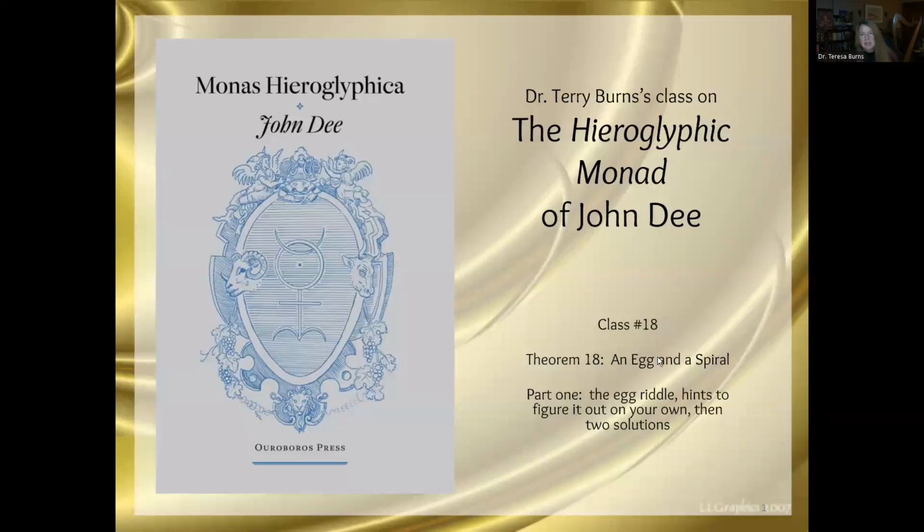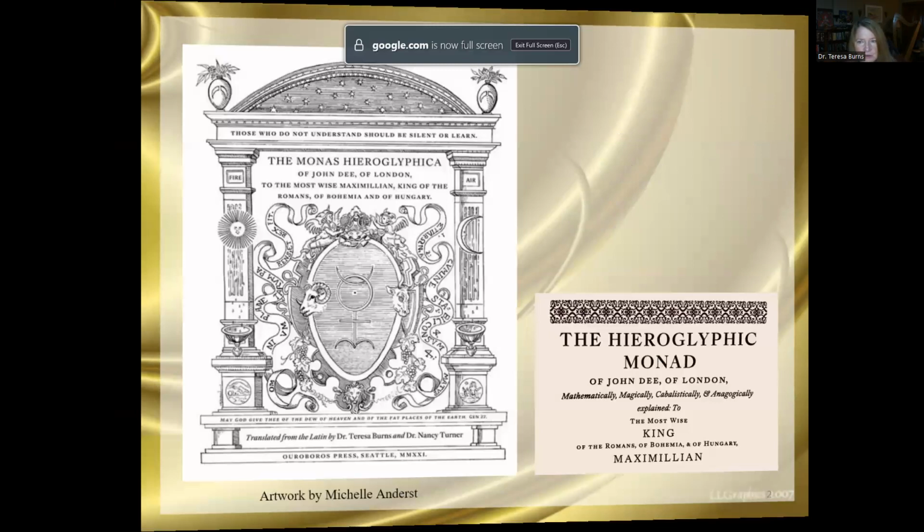So we're at Theorem 18. You have two really interesting diagrams, one of an egg and one of a spiral. What we're going to do in this one is just look at the first part, this riddle of the egg, then I'll give you hints to figure it out on your own, and then I'll give you my two solutions.